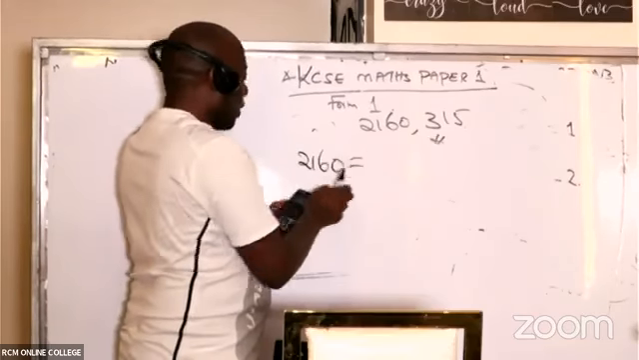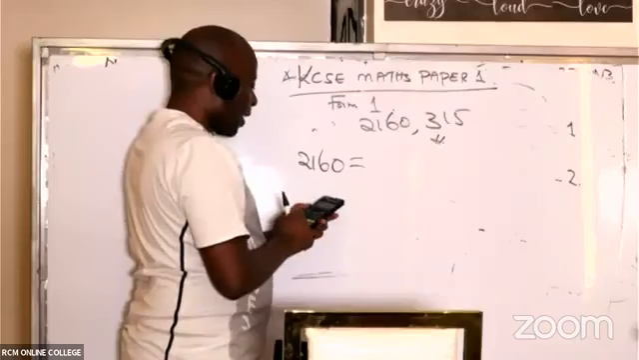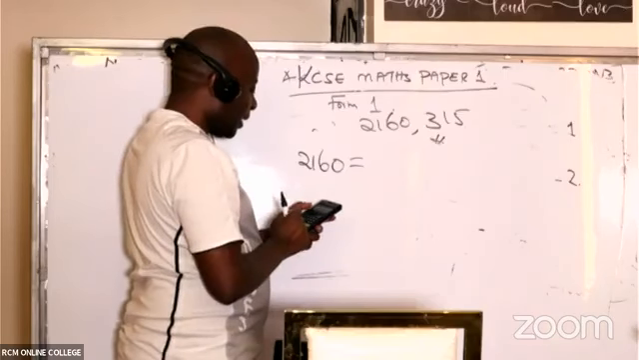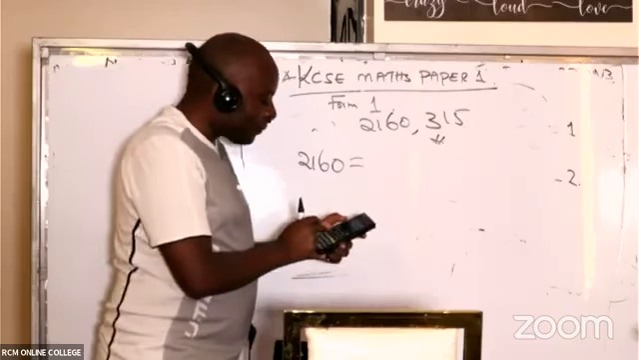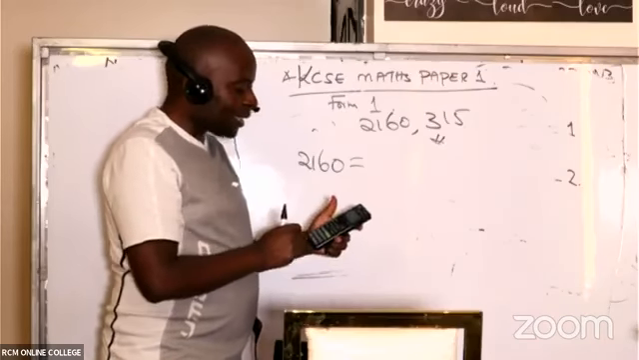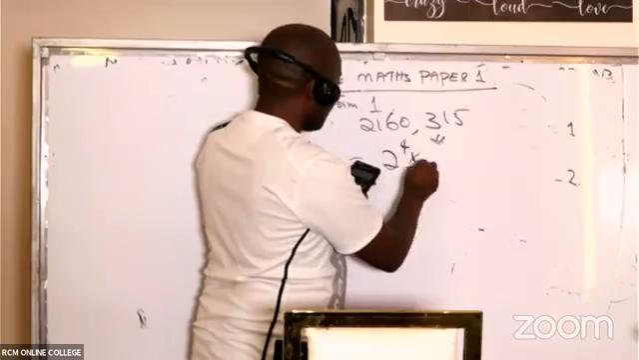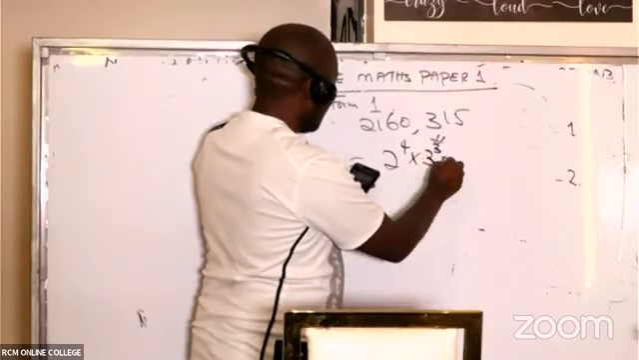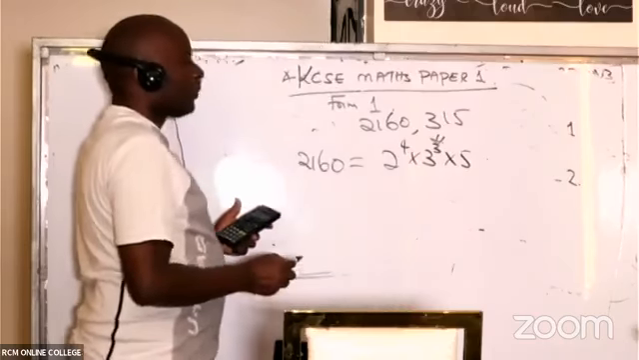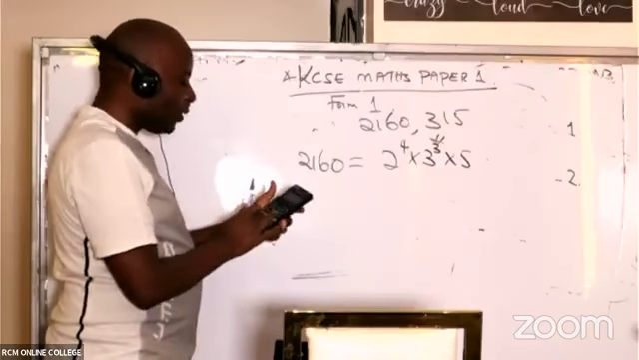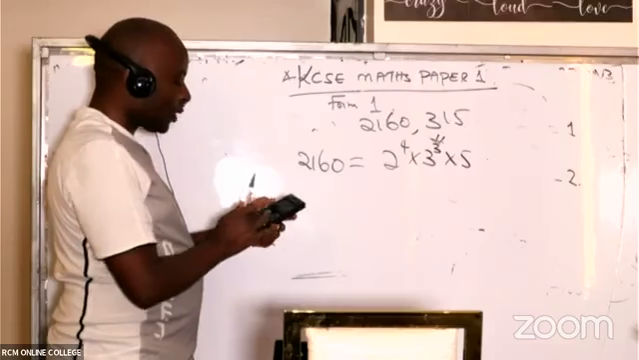So for the factors of 2160, I'll write 2160 and press equals first. And then, shift, factor. So it gives me 2 raised to power 4 times 3 raised to power 3 times 5. And then I'll punch in 315, press equals first, and then shift, factor.